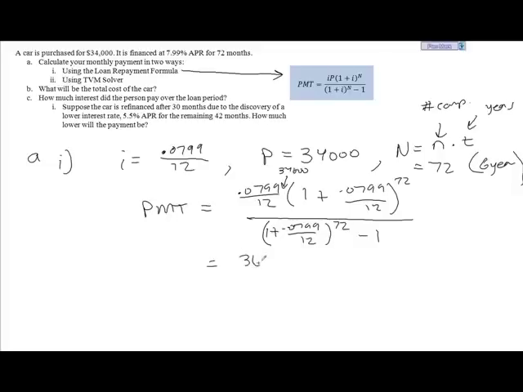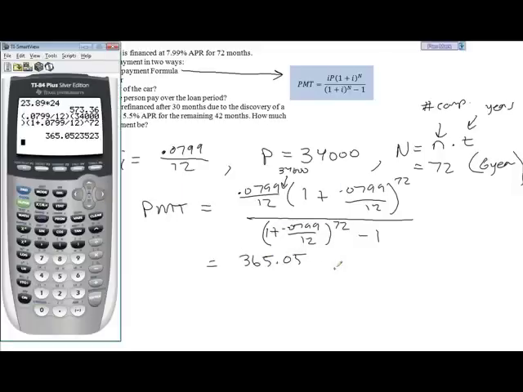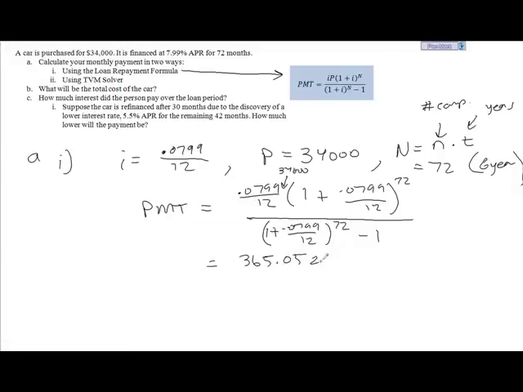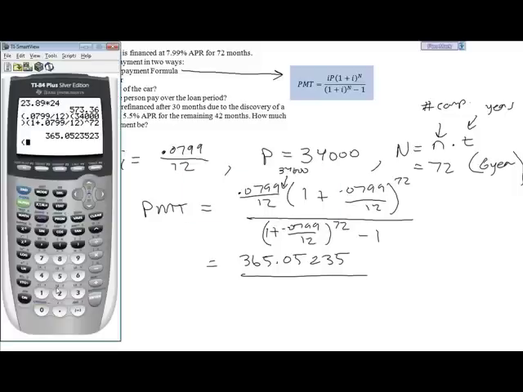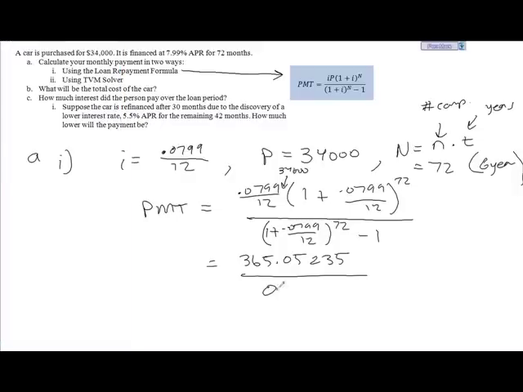365.05235. We'll just leave it at that. Divided by, so what's my denominator evaluated to be? 1 plus 0.0799 divided by 12 raised to the 72nd power minus 1. And that gives me 0.612541. We'll round it that far.